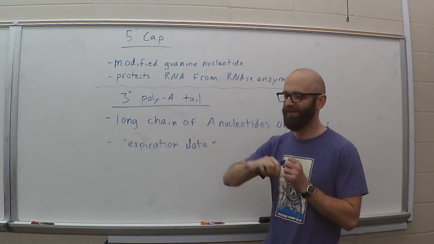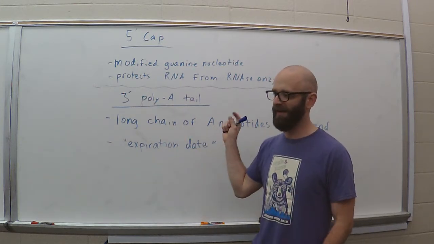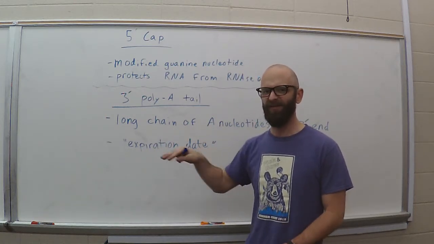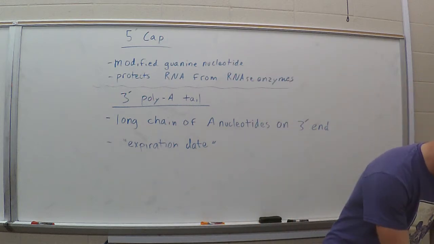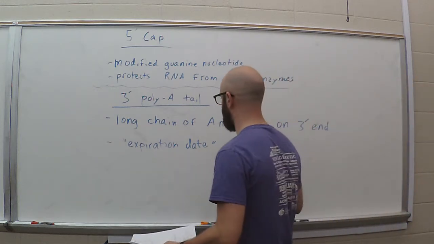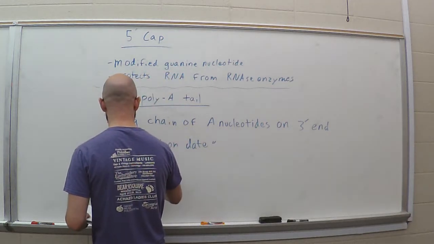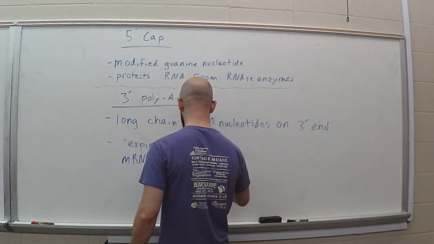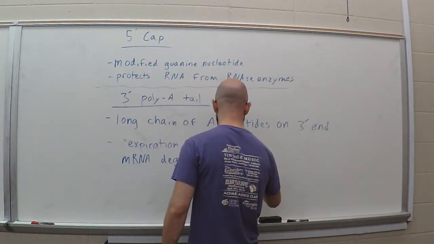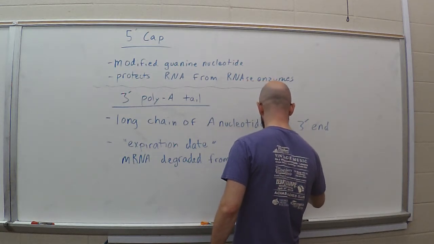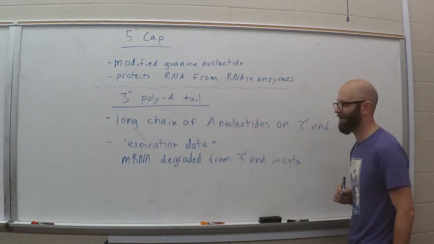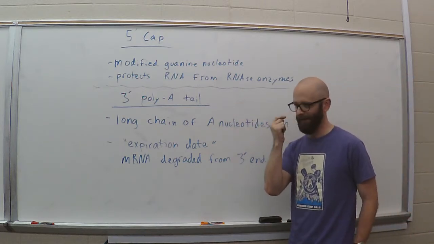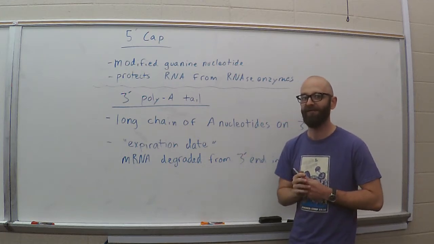So once the mRNA gets sent out of the nucleus, that poly A tail will start to shorten and shorten, and eventually the mRNA just gets chewed up and it stops getting translated. So this works because the mRNA is degraded from the 3' end in the cytoplasm. And eventually the poly A tail gets chewed up, and then the coding part of the mRNA gets destroyed as well.